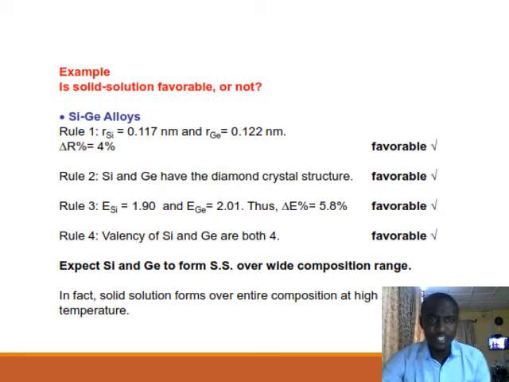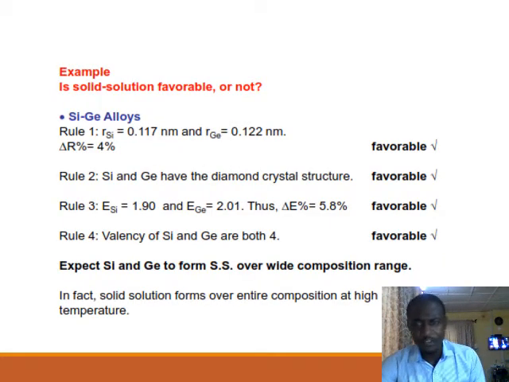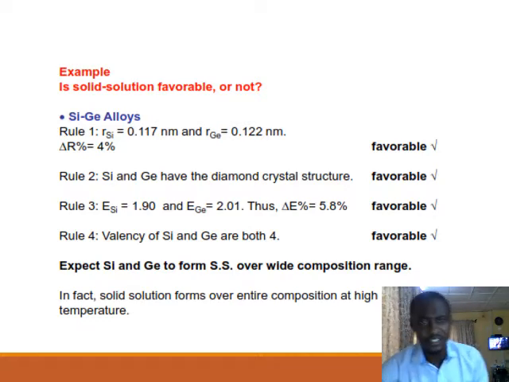So I give an example here. We have a cesium germanium alloy. Let us test and see if these two can form a solid solution or not. For the first one, which is the atomic size, you see that the radii are comparable. The radii are 0.17 nanometer and 0.122 nanometer. You can see that the percentage difference in the radius is 4%, which is far below the 15% that I talked about. So it means that the atomic sizes are comparable.